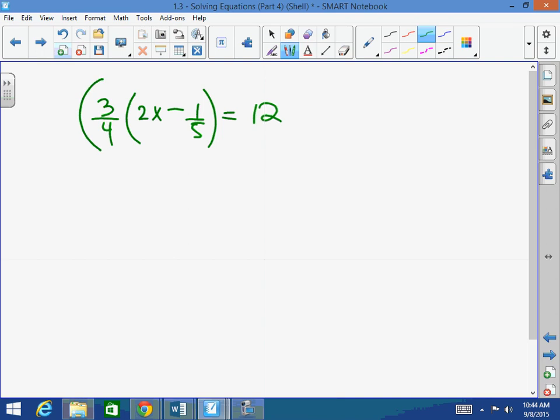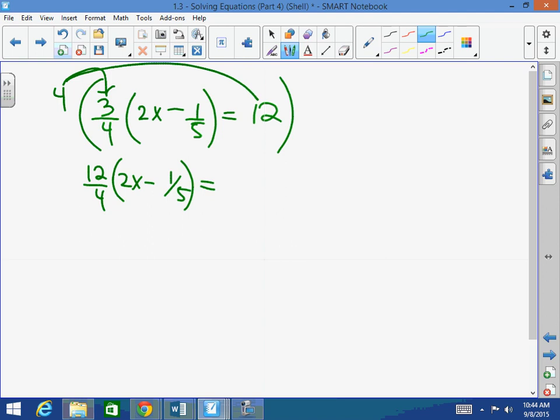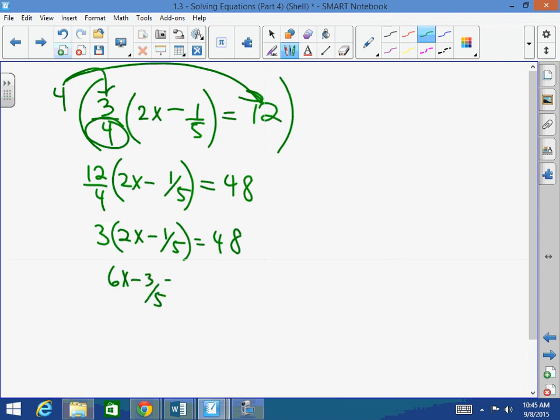Okay, so then I multiply by 4. This goes to here and only here, which is 12/4 times 2x minus 1/5 equals 48. You with me, my man? Yes, sir. I did not distribute it by 4. I multiplied by 4 because I want to get rid of the denominator of 4. Okay. Thank you, my brother. So then this is 3 times 2x minus 1/5 equals 48. Now I distribute. 6x minus 3/5 equals 48.